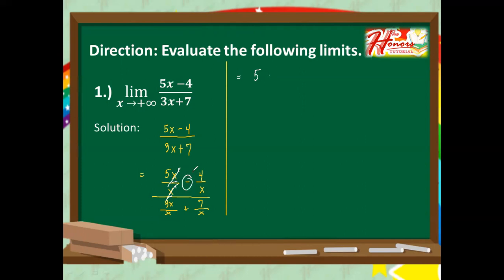And then copy this operation. Minus 4 over x. We cannot divide 4 and x because your numerator, which is 4, is a constant. And your denominator, which is x, is a variable. So therefore, we cannot divide it. What are we going to do? We have to copy 4 over x. Next, we also have to solve for the denominator.